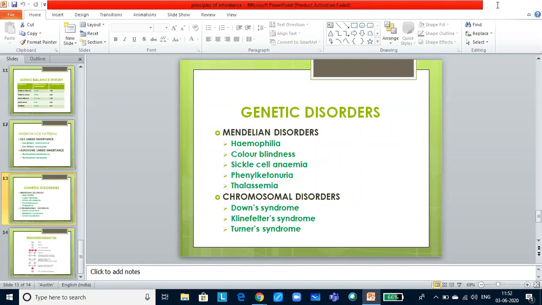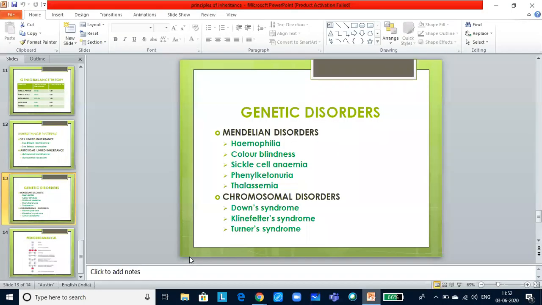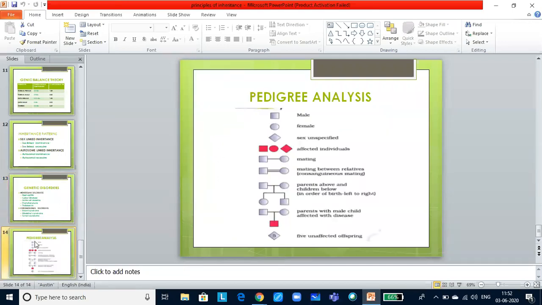The last thing I had to explain to you is about pedigree analysis. So pedigree analysis is very, very important from a genetical standpoint of view. Here, the analysis of traits in several generations of a family, when you analyze, you call it a pedigree analysis. In the pedigree analysis, the inheritance of a particular trait is represented in the family tree over generations.